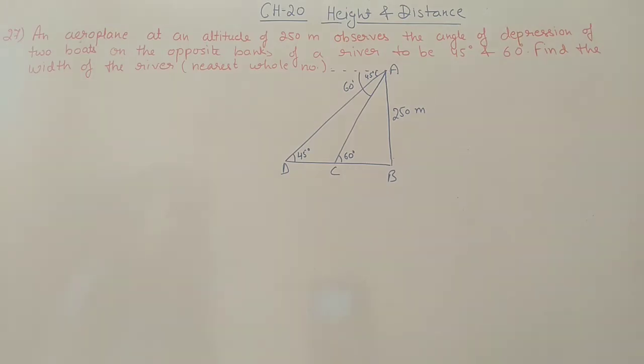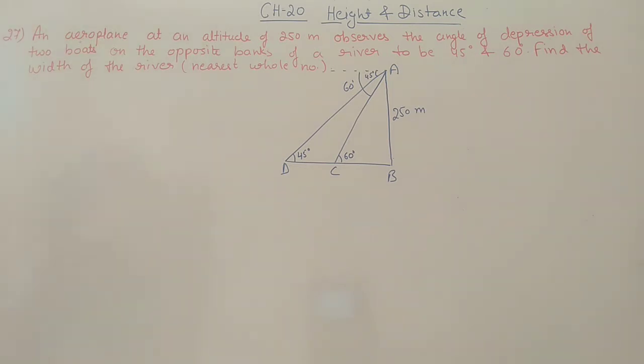Students, we are doing chapter number 20, height and distance. Today we will start from question number 27. An aeroplane at an altitude of 250 meter observes the angle of depression of two boats on opposite side of a bank of a river to be 45 degree and 60 degree. Find the width of the river.